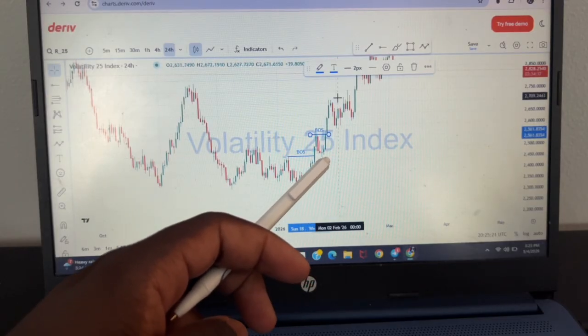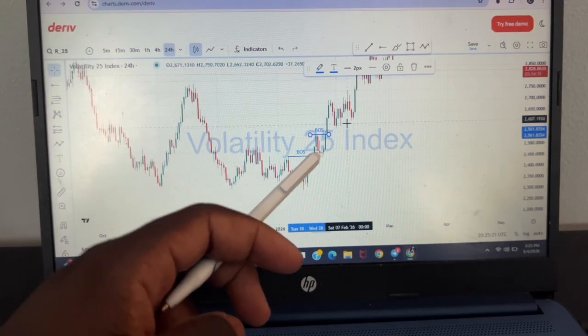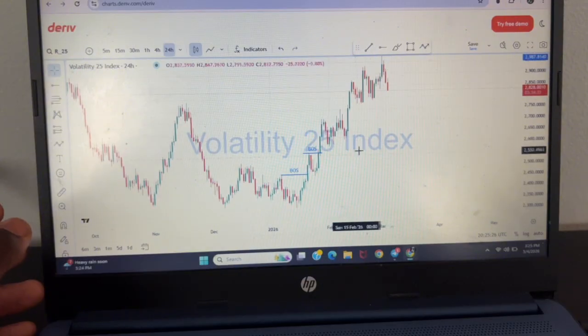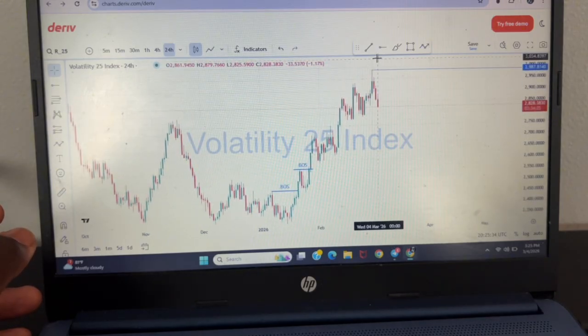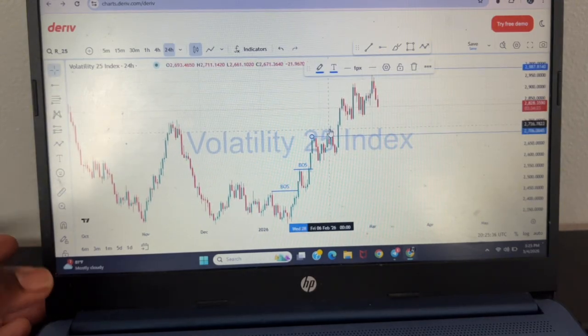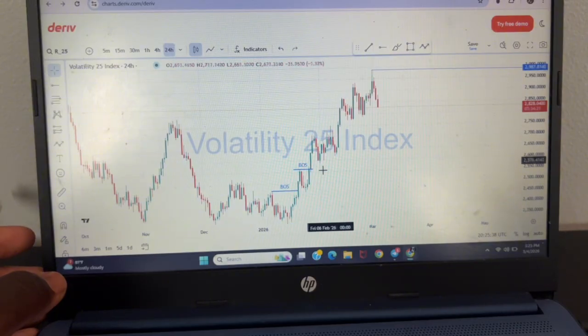Price pushes up, comes back down, and gives you a higher low. Reason being, it's higher than these lows. This low is higher than these lows. Higher high, this high is higher than these highs. So you get a higher high. What did price do again? Price comes back.